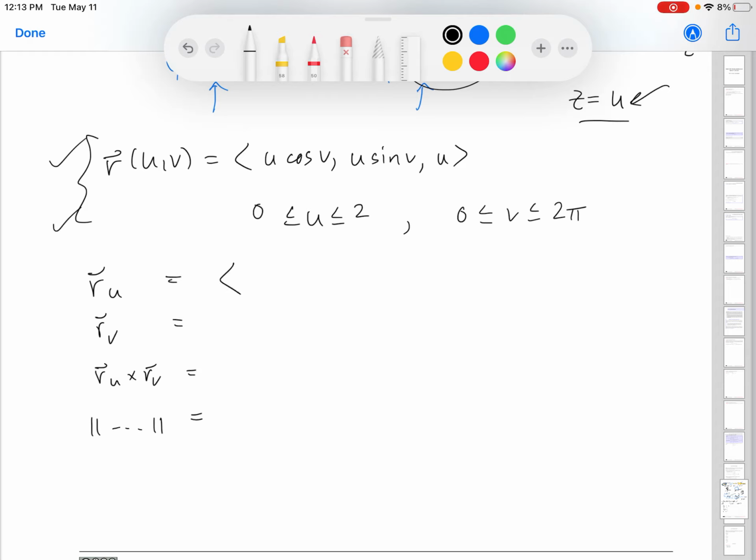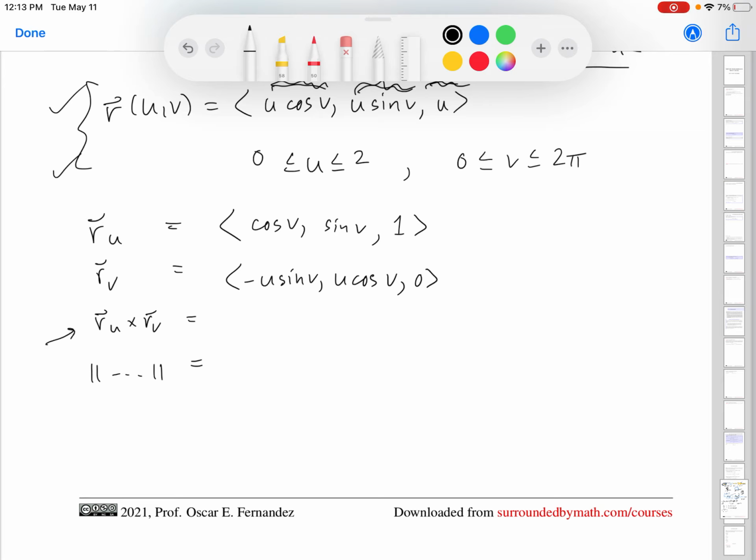So r_u is the partial derivative with respect to u. So I'm looking here, that just gives cosine v. Looking here, that gives sine v. And the partial derivative with respect to u over here gives me 1. Great, so that was fairly straightforward. And then with respect to v, I'm looking here, I differentiate cosine v, I get minus u sine v. Looking over here with respect to v, I get u times cosine of v. And then over here, there is no v, so I just get 0.